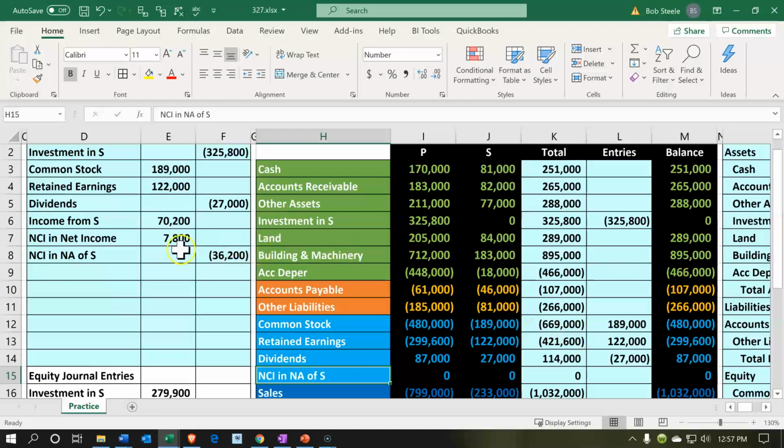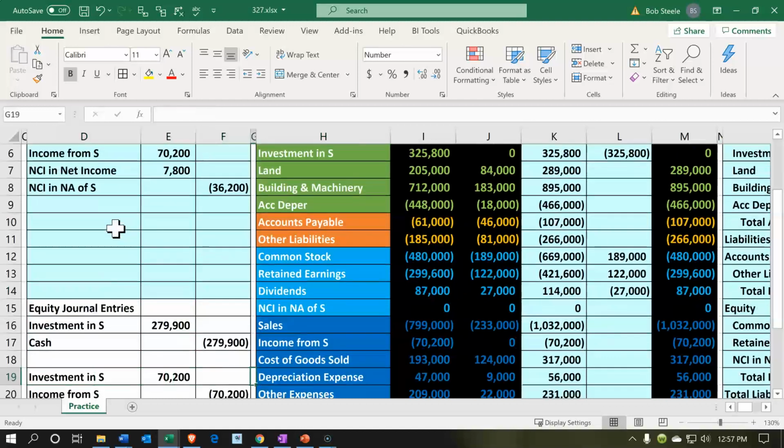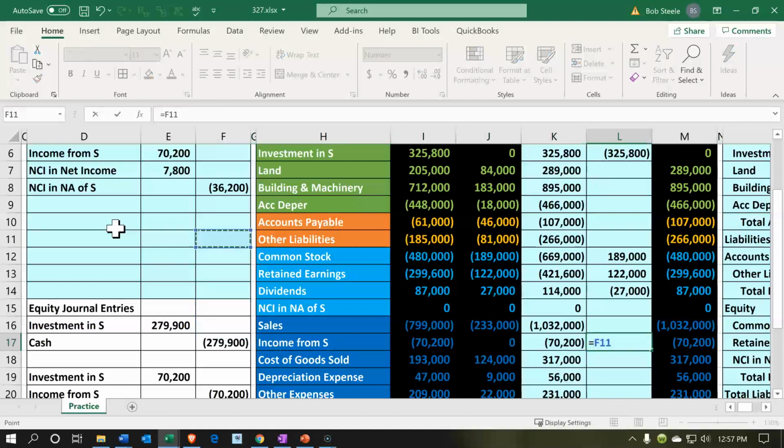So then we're going to say, okay, then the income from S, that's straightforward. I know that has to go away. So the income from S, that's got to go away. We can't have income from ourselves. So I'm going to say that equals the 70,002.